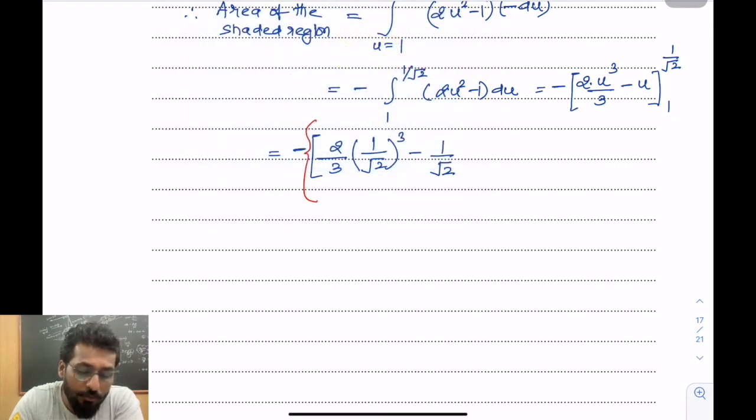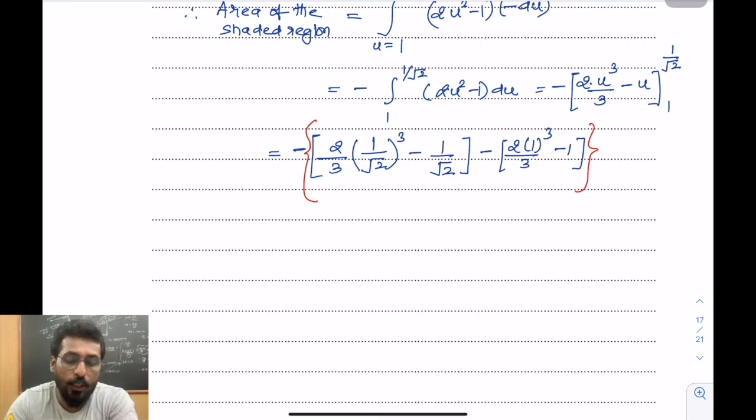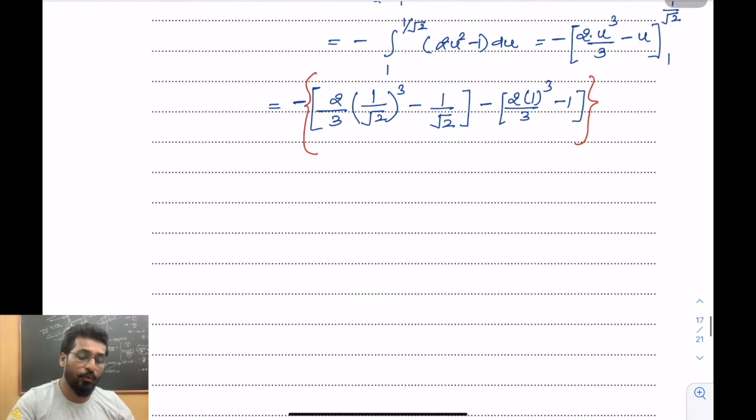Now we want to write the answer for what? The lower limit as well. Okay, so this was the answer for the upper limit minus lower limit. U is 1, so that's 2 times of 1 cube upon 3 minus of 1. Close the bracket, and the big bracket is also going to get closed. We had a negative sign outside the big bracket. Okay, I'm going to solve it now.